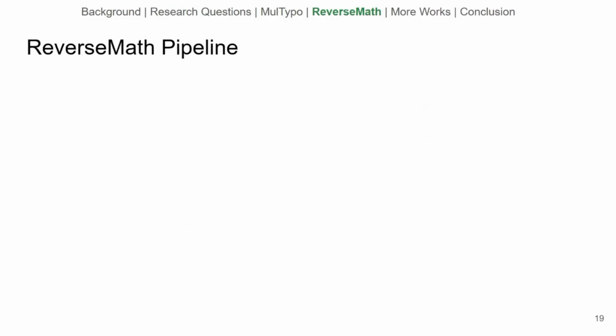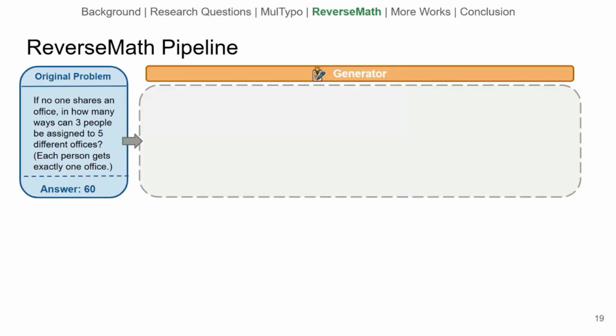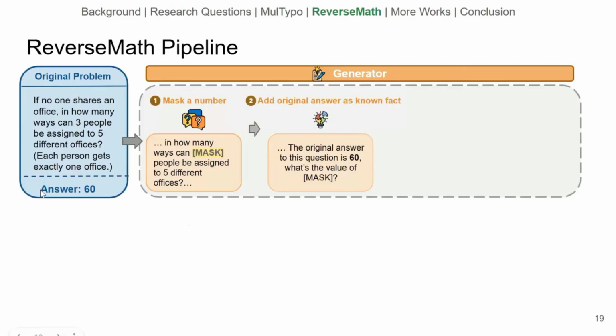So we propose our framework called ReverseMath. What we did is, first we have an original problem with the question and the original gold answer. Then we randomly mask one numerical value in the question. For instance, here we chose to mask the number 3. Next, we append the original answer, 16, as a known fact to the previous question, and ask the model: given that the answer to this question is 16, what should be the value of the mask? So we make the thinking path totally different.